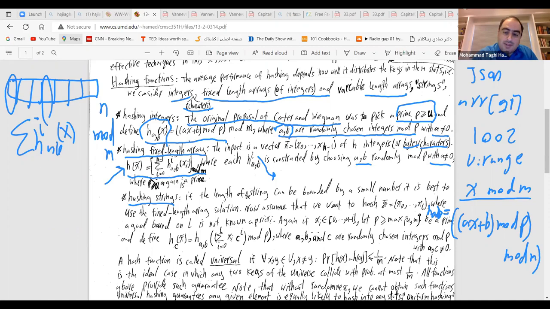So assume that the string that you have is x0, x1, x2 to xL, where a good bound on L, the length of this array, is not known. So a priori, we don't know what L is. If we know L, then we can just use the previous approach that I have mentioned. And again, each of these xi itself is between 0 and u minus 1. In some sense, these are all characters, at most 8 bits long.